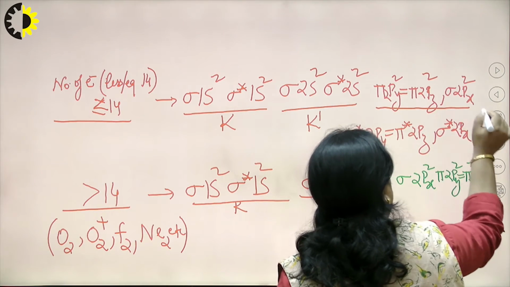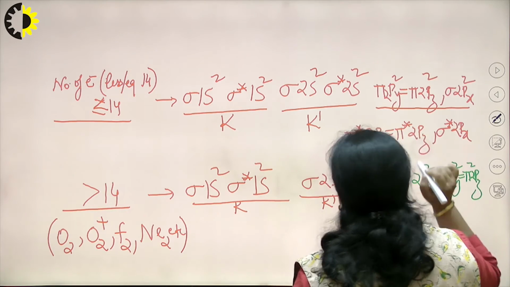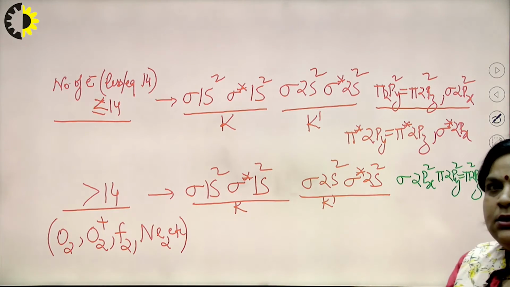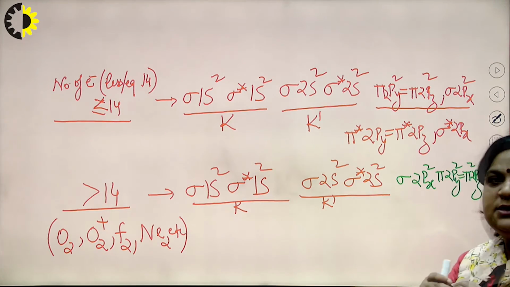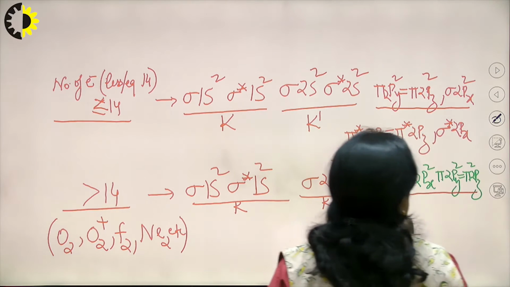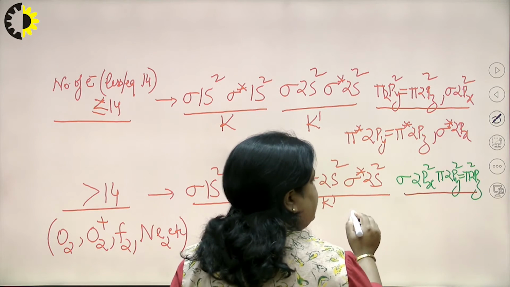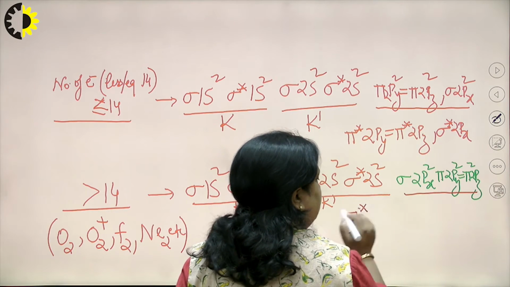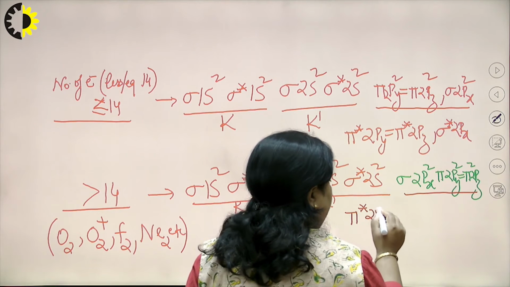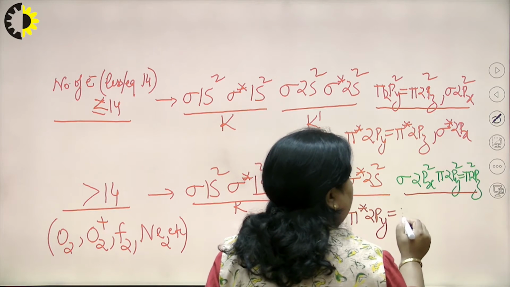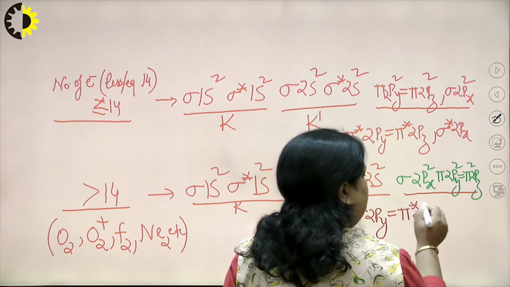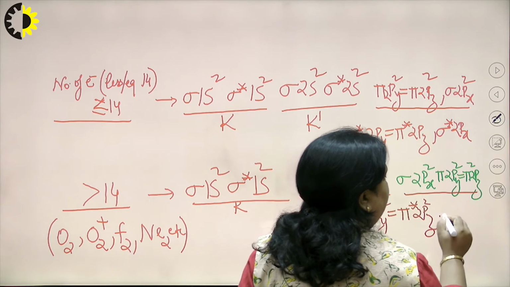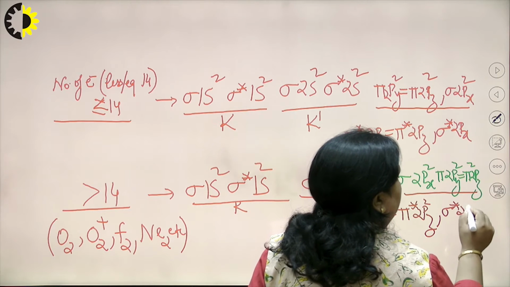We can't add or delete electrons. So, count the electrons and then fill as per this rule. And then for the next electrons, there is no change. So, the next electrons will enter pi star 2py, pi star 2pz, and then sigma star 2px.